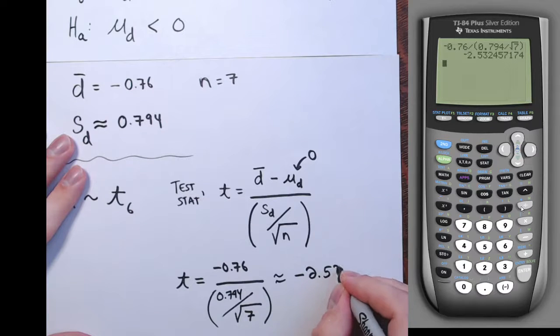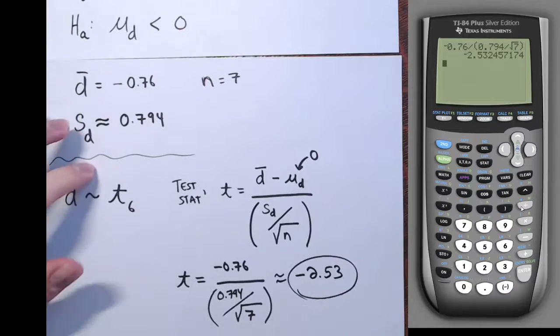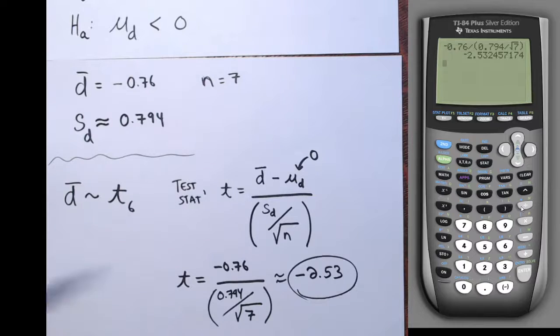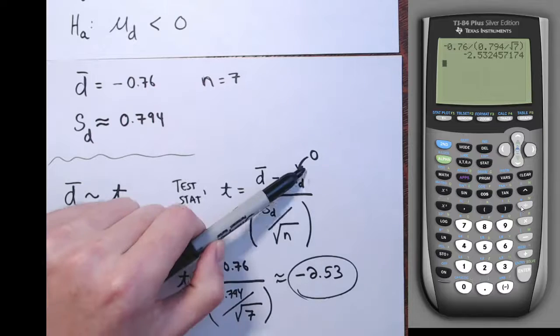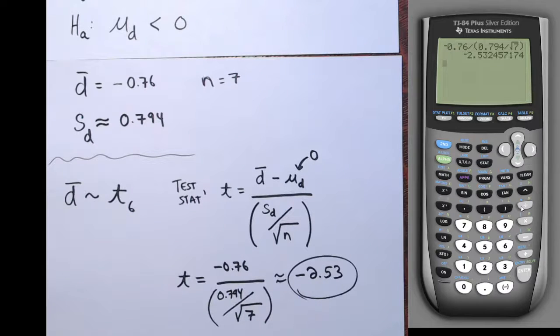2.53. All right, there's our test statistic, meaning that our sample mean, the mean of all the differences from our samples, is 2.53 standard deviations below 0, right, below the assumed population mean difference.